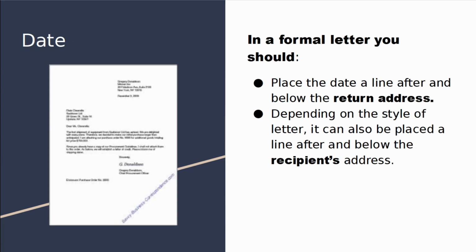In a formal letter, you should place the date a line after and below the return address. So here we have the return address. Here is a line below and after. And here is the date. Depending on the style of a letter, it can also be placed a line after and below the recipient's address. Sometimes the date can be placed from here down to here.